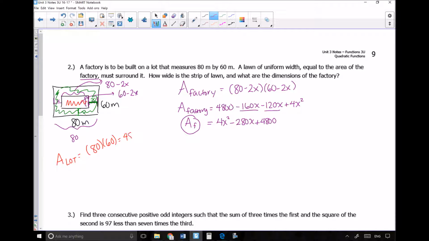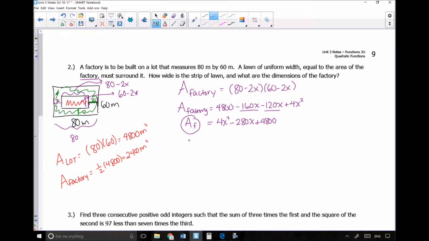So it's equal to 4,800 meters squared. And if the green area inside of here and the red area are going to be the same, then the area of the factory is going to be half of the area of this lot right here. So it's going to be 1/2 of 4,800, which is 2,400 meters squared.